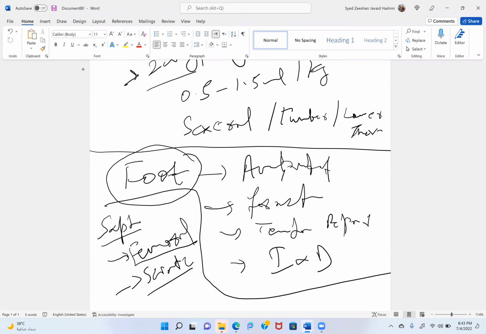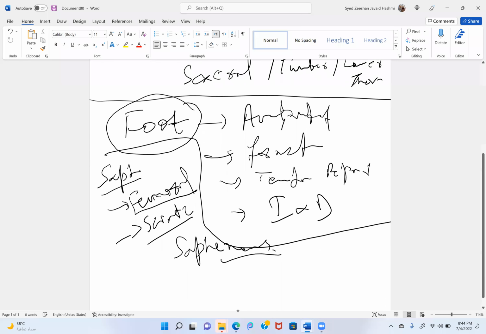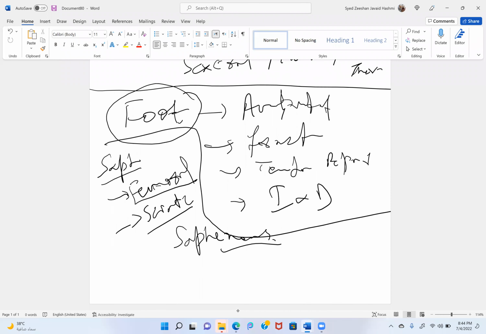Because these are all MCQs. If some people are thinking this is for viva, this is not for viva. These are MCQ questions. Yes, Tayyab, you are not speaking. Saphenous nerve, not greater saphenous nerve, saphenous nerve only. The saphenous nerve is a branch of the femoral nerve. Another important point you should know is that it is a pure sensory nerve.